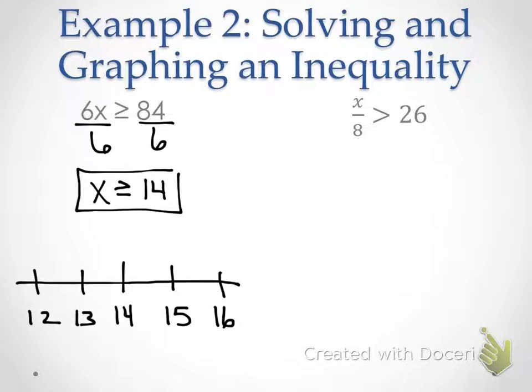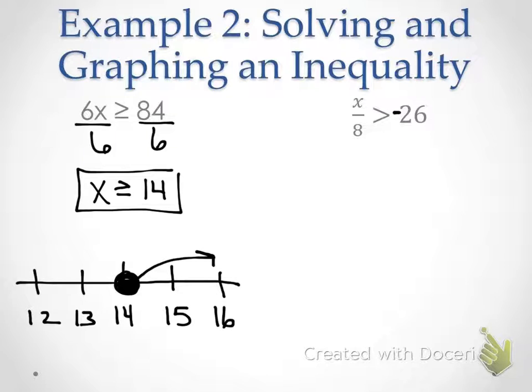All right, open or closed dot? Left or right? To the right. All right, who got that right? Good, good, good. All right, now on the second one, man, where'd my negative go? This is supposed to be negative 26.